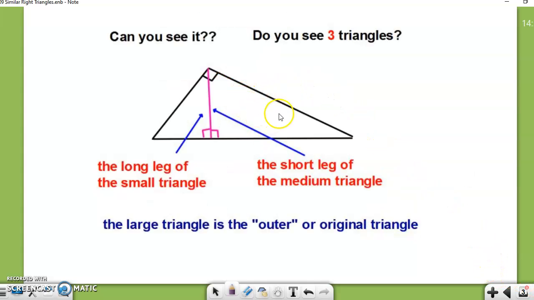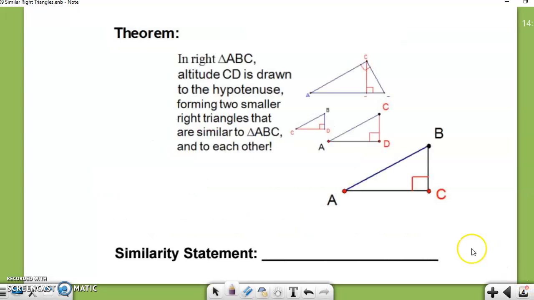Okay, sometimes we have situations like this where someone's drawn an altitude from the vertex of the big triangle perpendicular to the opposite base. And now I got 3 right triangles. I got this smaller one, this medium-sized one, and then the large one, which is all the way around the outside. They're all going to be similar to each other.